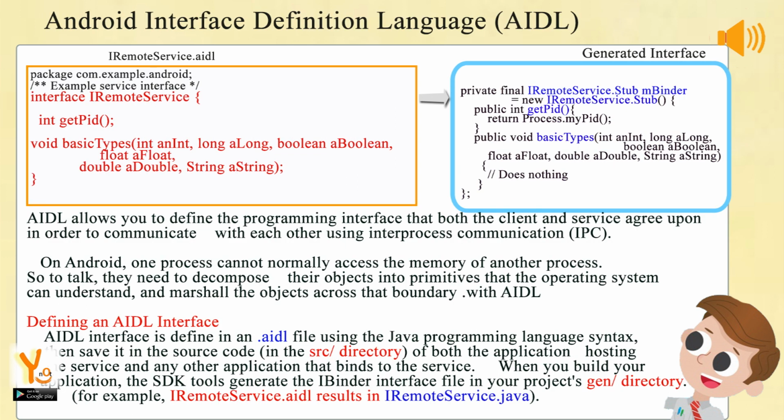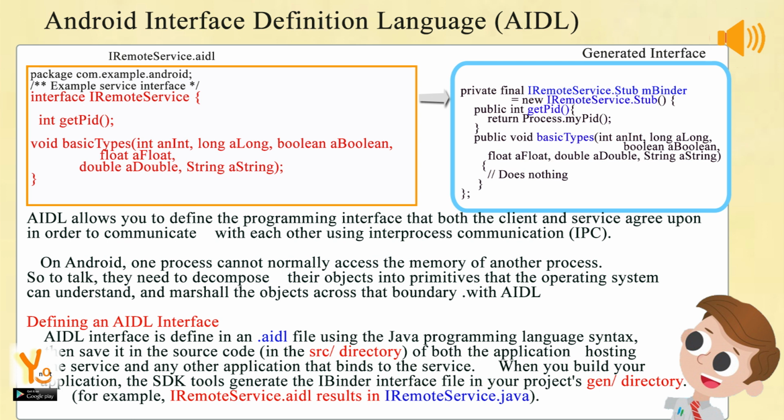Android Interface Definition Language, AIDL. AIDL allows you to define the programming interface that both the client and service agree upon in order to communicate with each other, using inter-process communication, IPC. On Android, one process cannot normally access the memory of another process. So to talk, they need to decompose their objects into primitives that the operating system can understand, and marshal the objects across that boundary with AIDL.